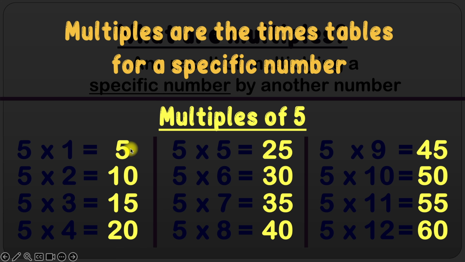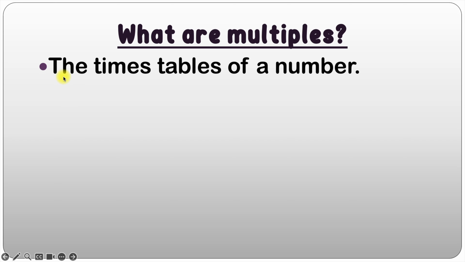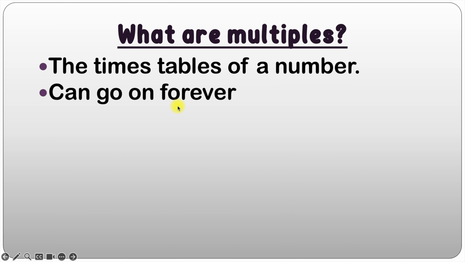If we said we want the multiples of 10, those are the 10's times tables. Some people say counting by that number. So we could say the multiples of 5 are just counting by 5's. 5, 10, 15, 20, and so on. Let's get to our next example. So like we said before, the multiples of a number are just the times tables of that specific number. And they can go on forever and ever and ever.